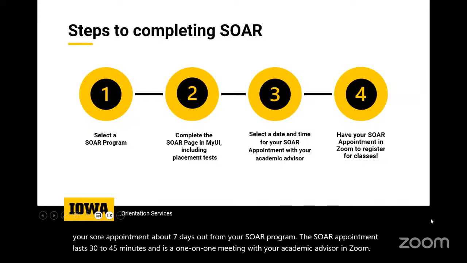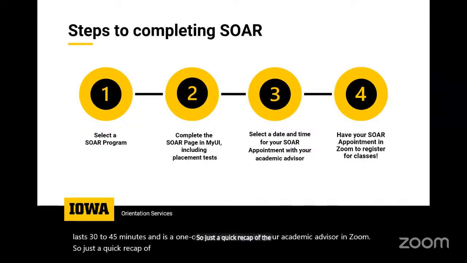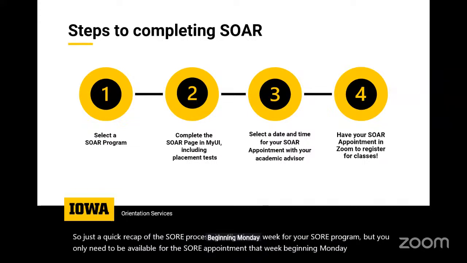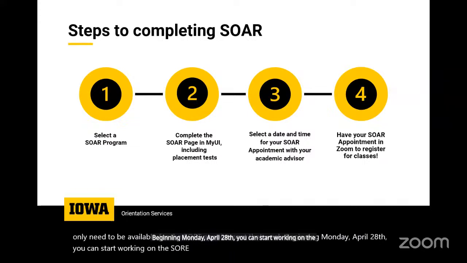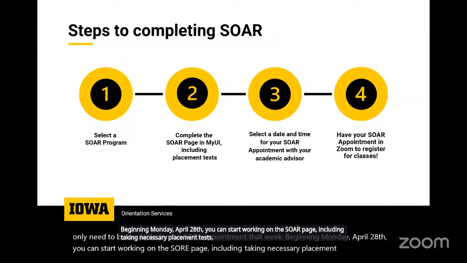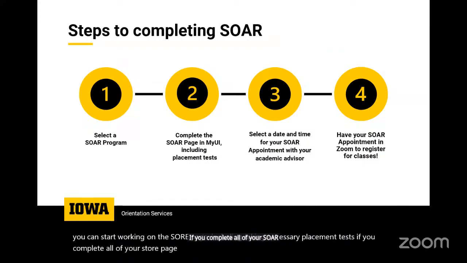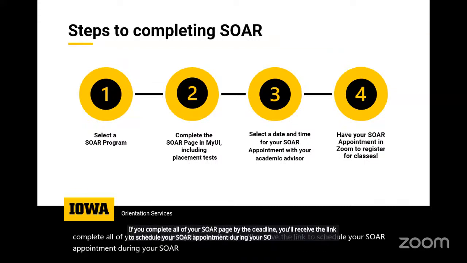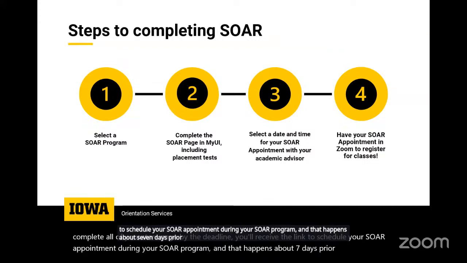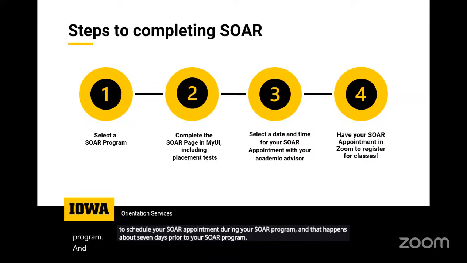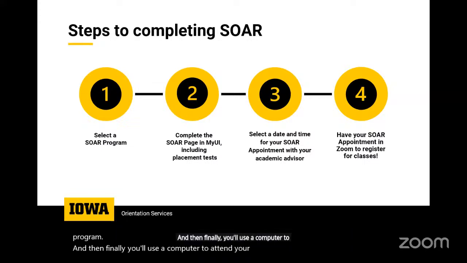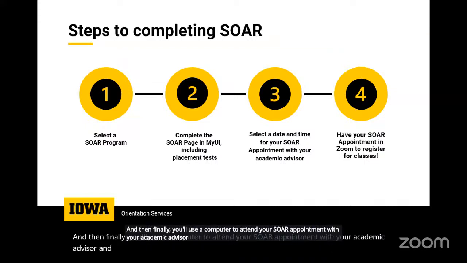So just a quick recap of the SOAR process. You'll select a week for your SOAR program, but you only need to be available for the SOAR appointment that week. Beginning Monday, April 28th, you can start working on the SOAR page, including taking necessary placement tests. If you complete all of your SOAR page by the deadline, you'll receive the link to schedule your SOAR appointment during your SOAR program, and that happens about 7 days prior to your SOAR program. And then finally, you'll use a computer to attend your SOAR appointment with your academic advisor and register for classes from the comfort of your own home.